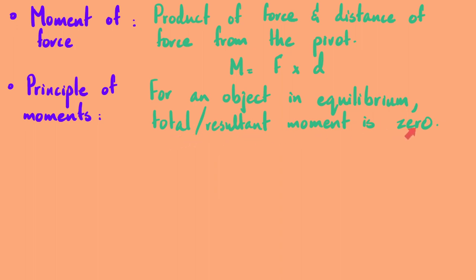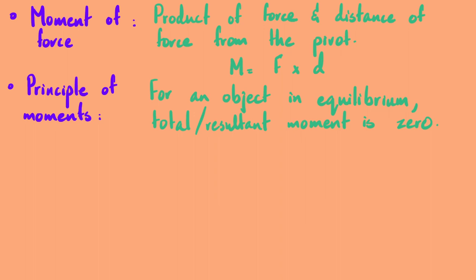And then the next thing you say is that the total, or you can use the word resultant moment, is 0. Or you can also use another variant of this statement, which is that the sum of clockwise moments and the sum of anti-clockwise moments are equal. But this is obviously the shorter one to write, also helps you save up a bit of time.